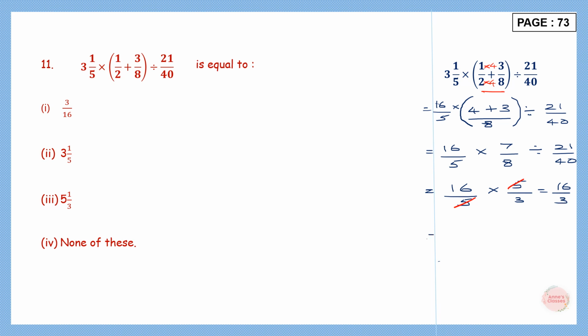Let's convert that to a mixed number. So say your tables of 3, get a number close to 16. 3 fives are 15. So we can write 5 here as a whole number. 3 fives are 15. You need one more to make it 16. So 1 by 3. So what is our answer here? 5 1 by 3 is our answer. And which one is that in the options? It's option 3, 5 1 by 3. So this is our answer.